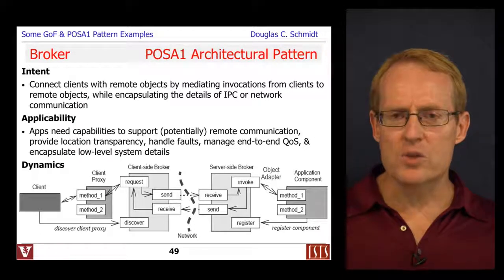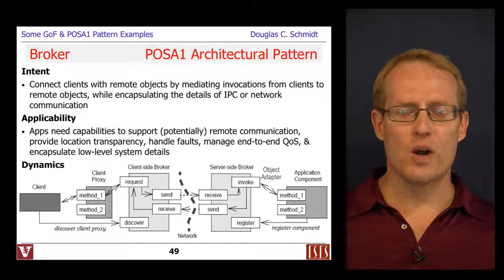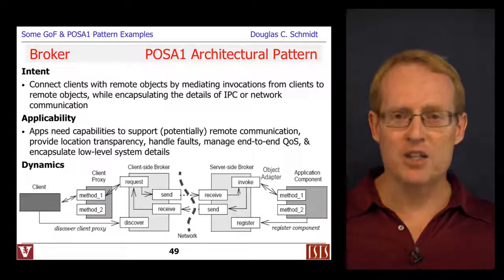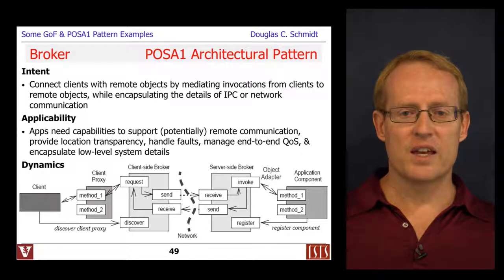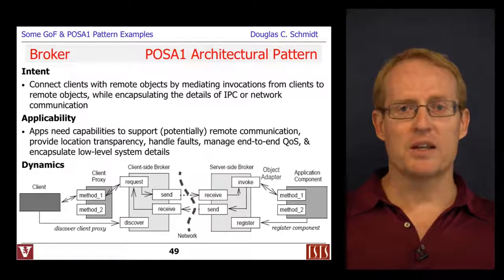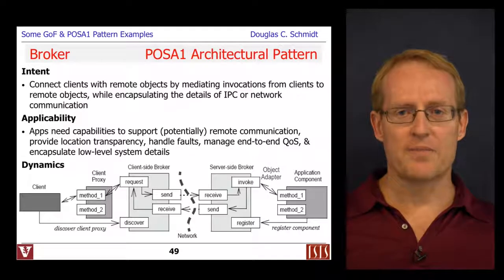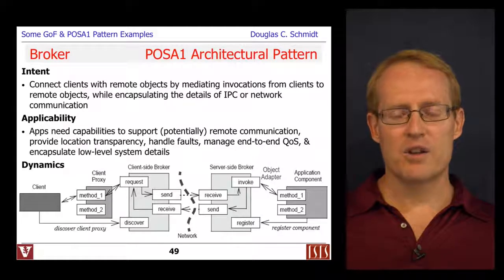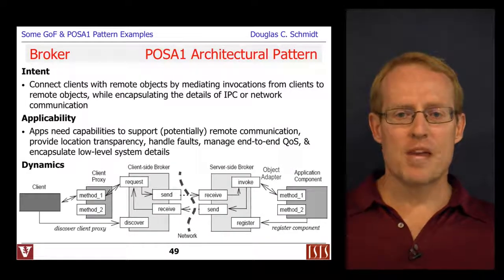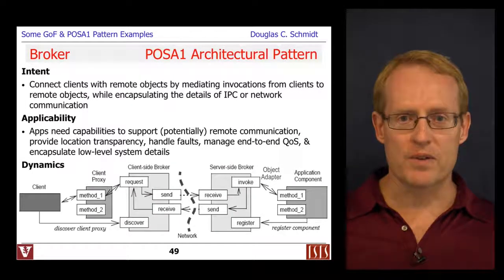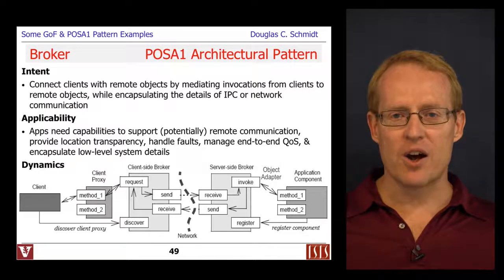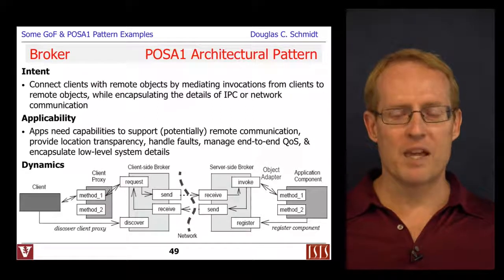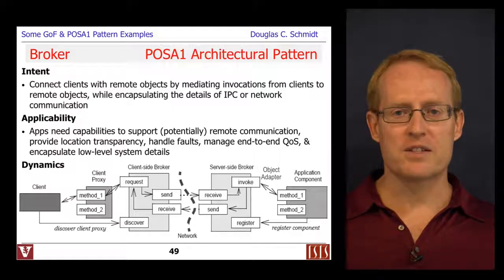So you typically want to use this pattern in circumstances where it's not appropriate for application developers to wrestle with a lot of the low-level communication concerns. Things like connection management, data transfer, concurrency, synchronization, various forms of fault tolerance, being able to manage end-to-end quality of service, timing properties, transactional properties, and just in general encapsulating all this low-level mechanism for being able to do inter-process communication within a device or across devices.